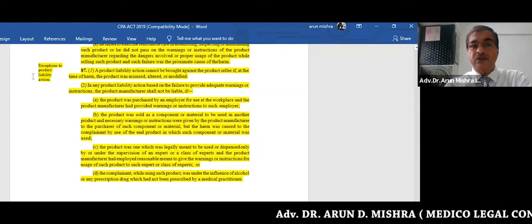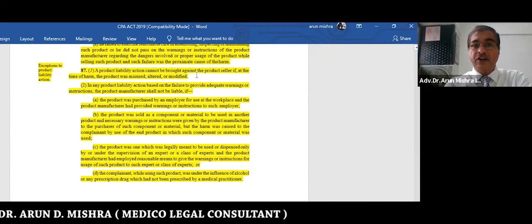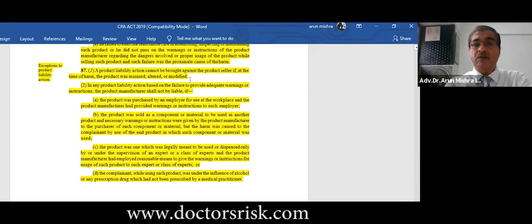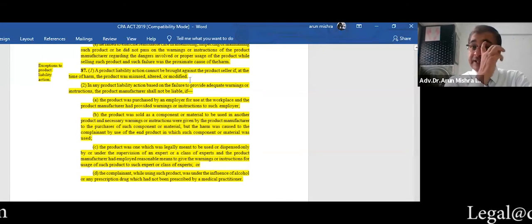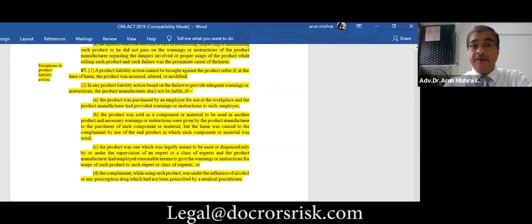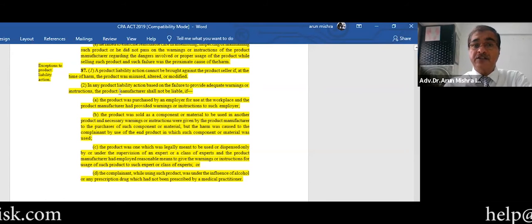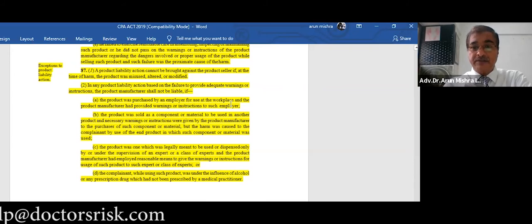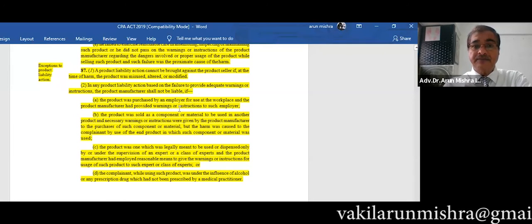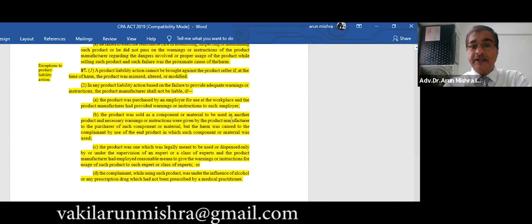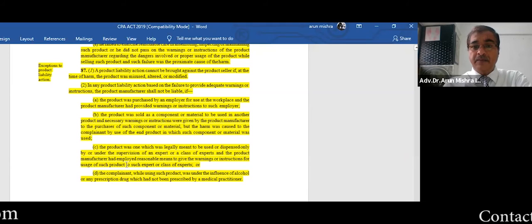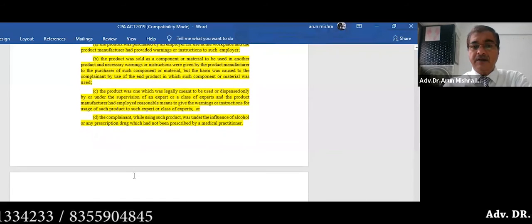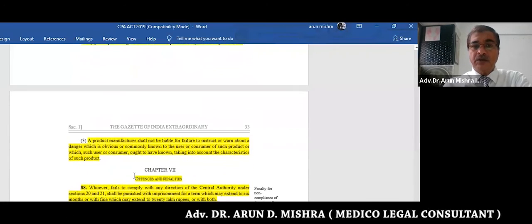Now, exceptions to product liability action. Who are the exceptions? A product liability action cannot be brought against the product seller if at the time of harm, the product was misused, altered, or modified. So if it reaches you and it is already altered, then you are not responsible. Also, a product liability action based on a failure to provide adequate warning or instruction fails if the product was purchased by an employer for use at the workplace, a commercial product, and the product manufacturer provided warning, or if the product was sold as a component or a material. So lots of protection has been given to the product seller also.